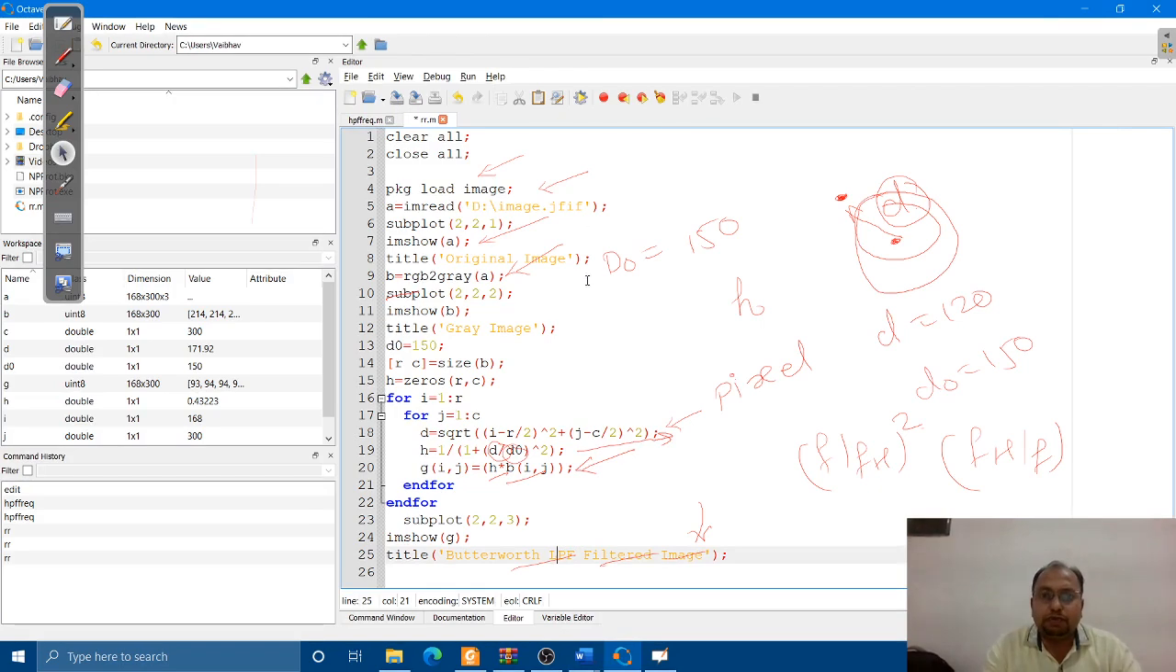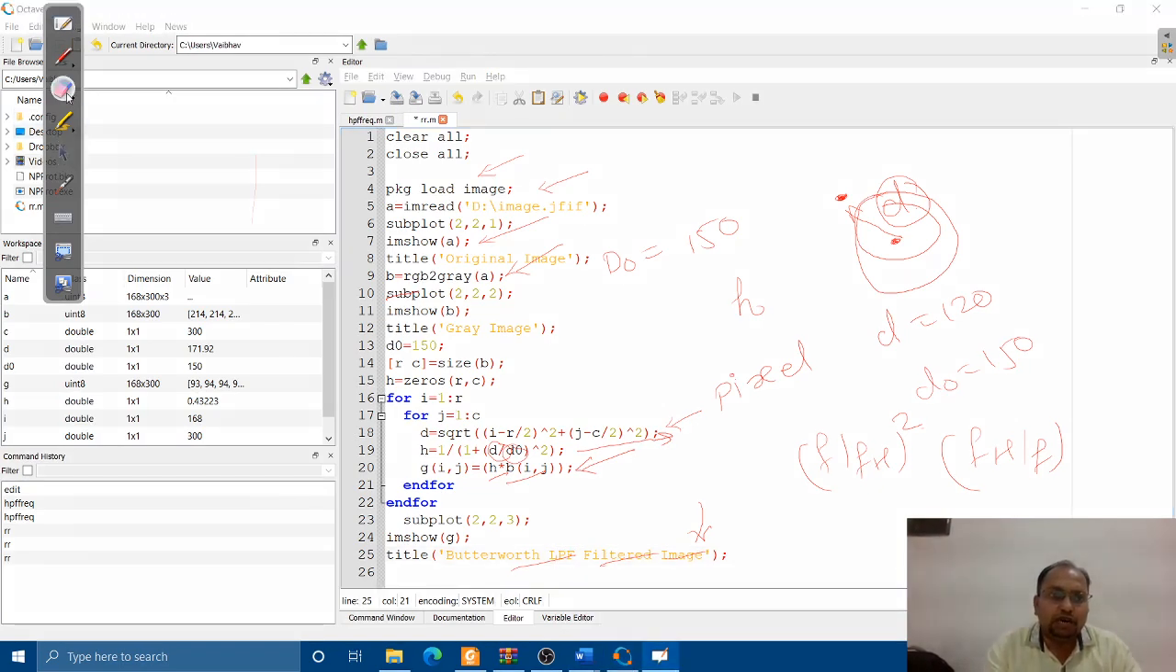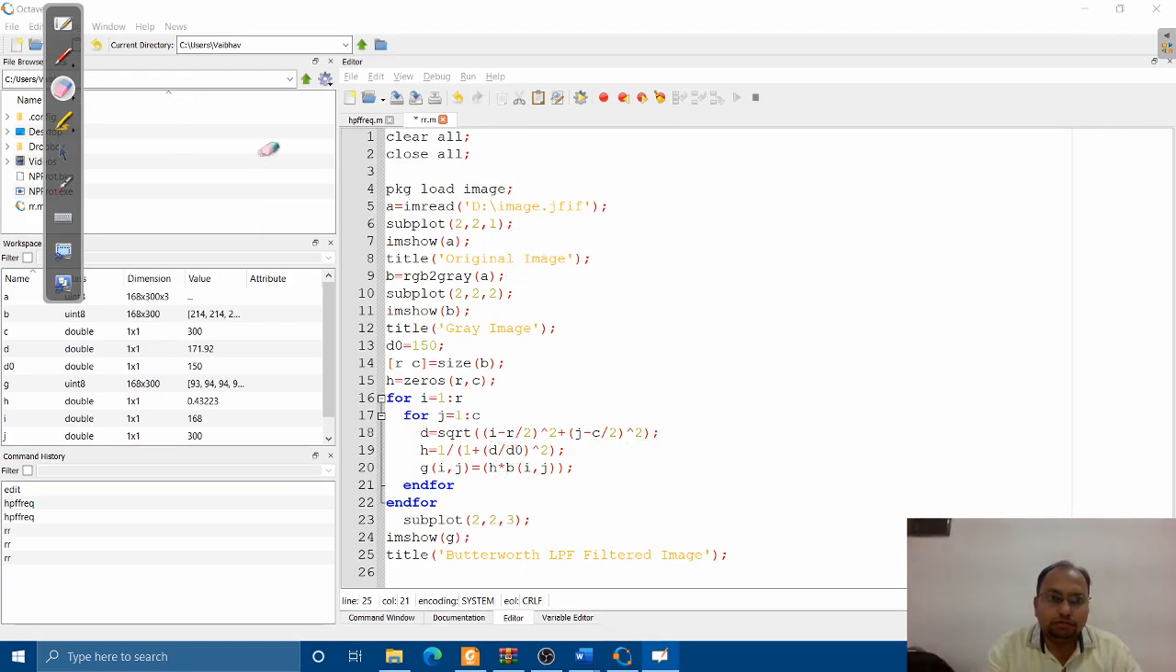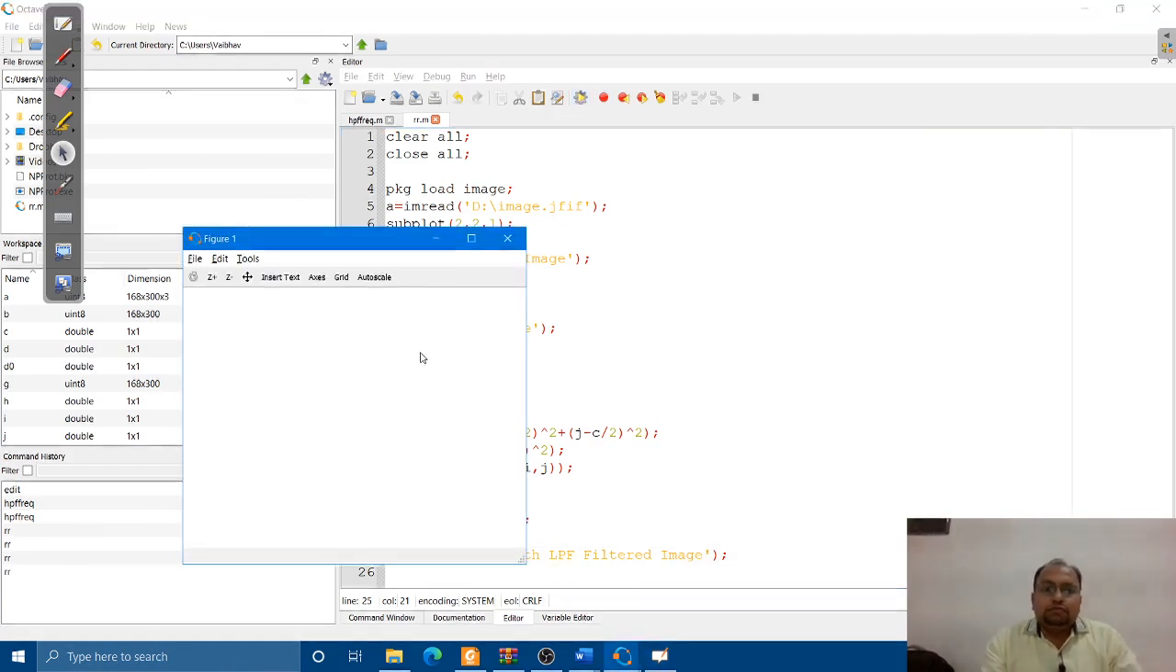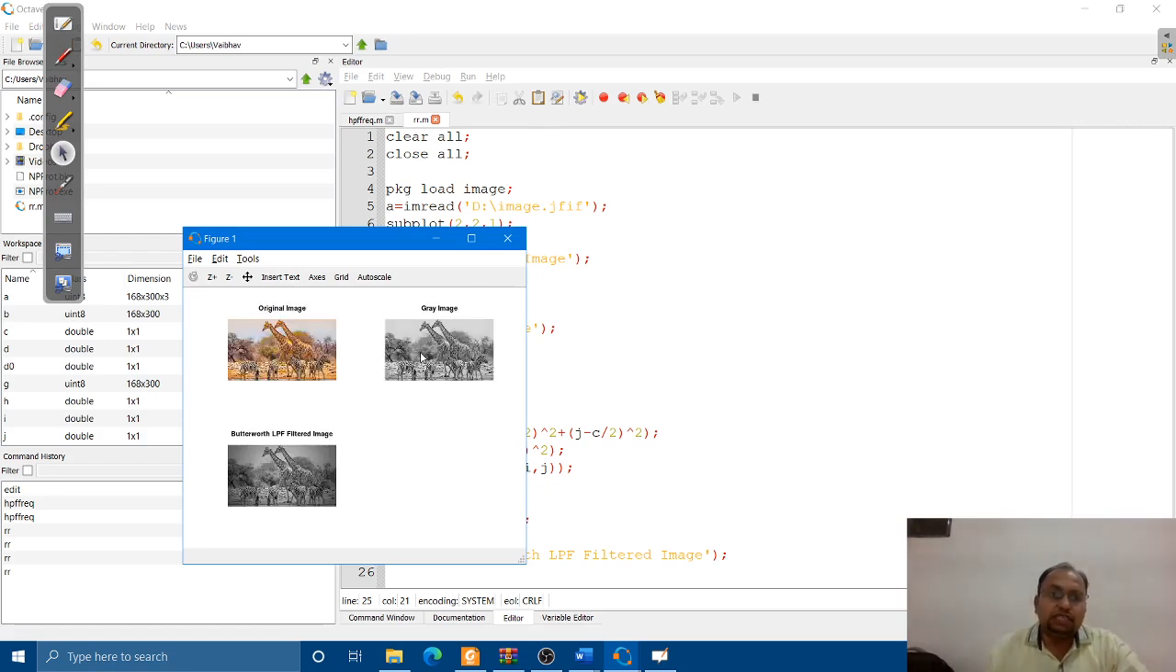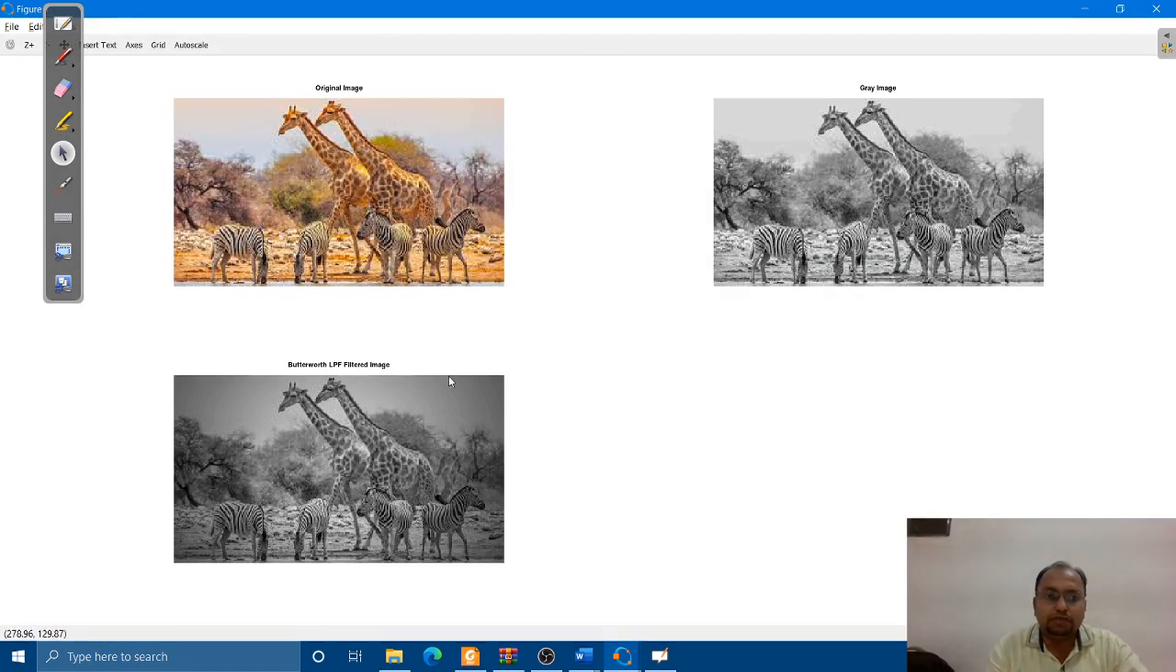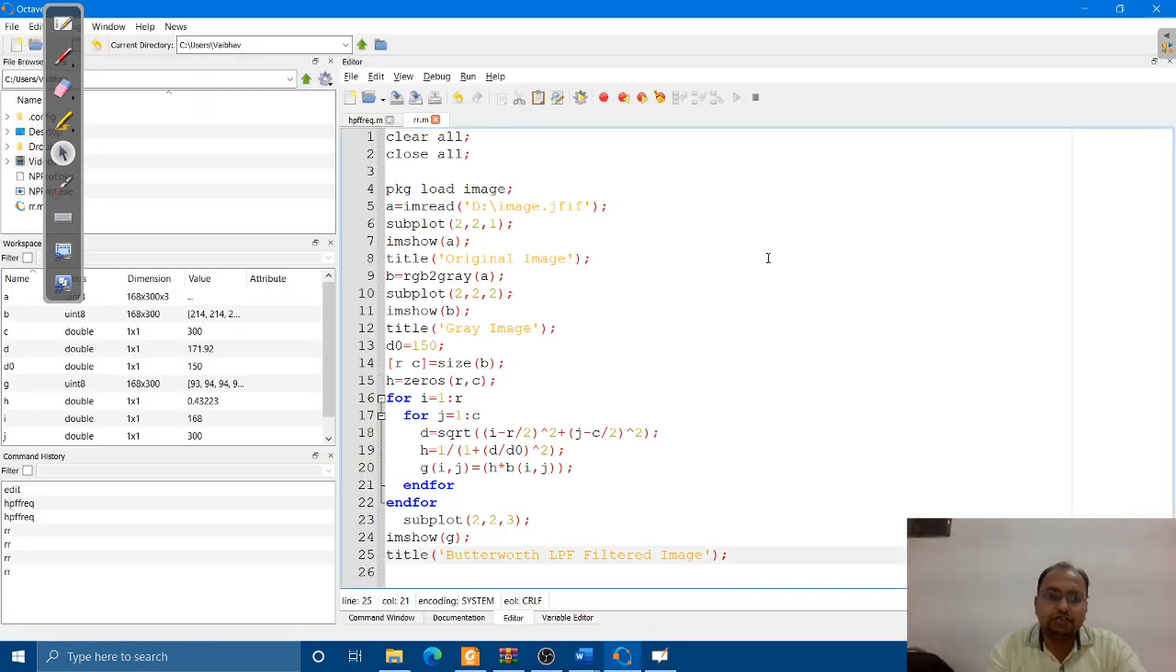Let us run this program and check how it performs. So this is my filtered output image, the Butterworth low pass filtered image. This is the original image, the converted gray level image, and finally the Butterworth low pass filtered image. Similarly, let us go for the high pass filter.